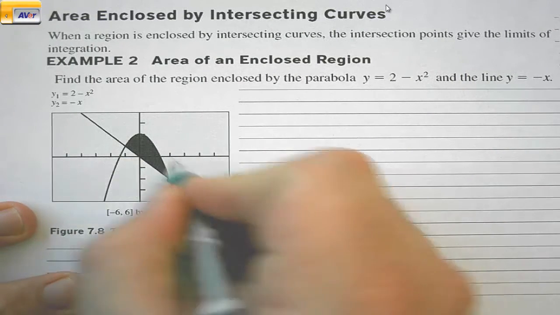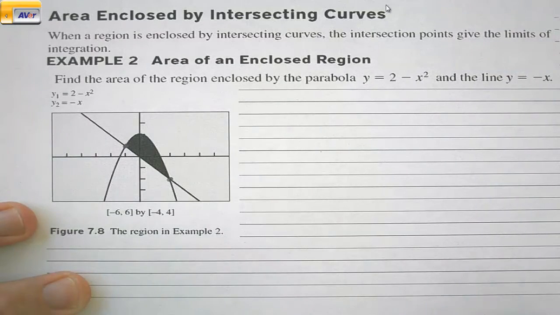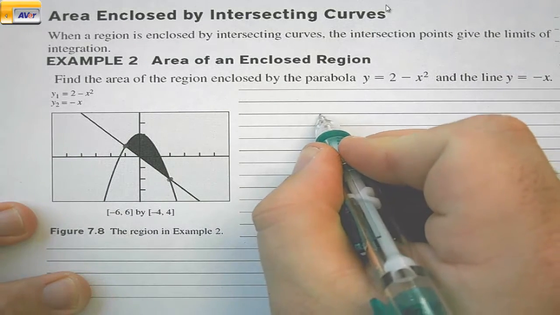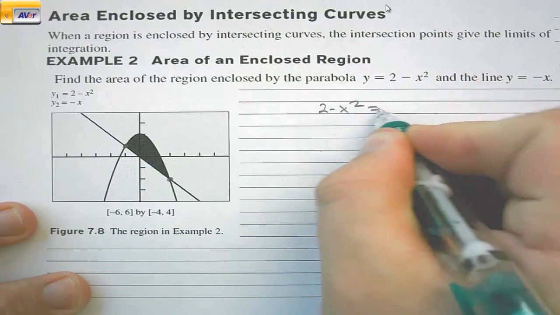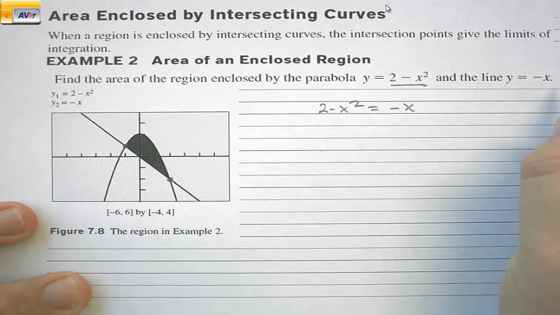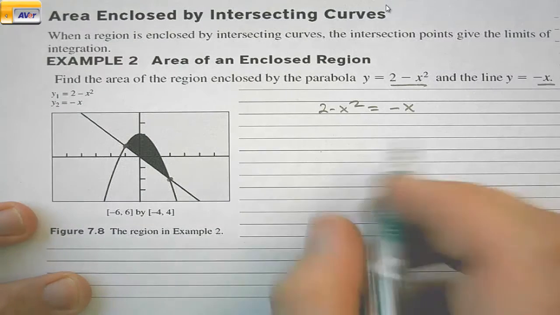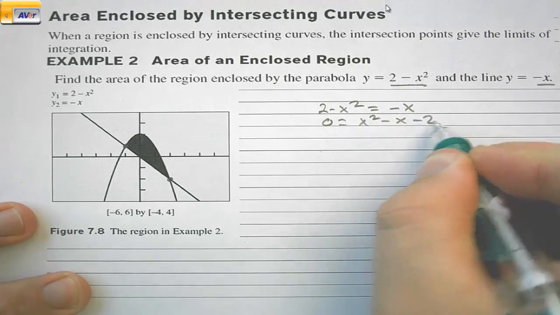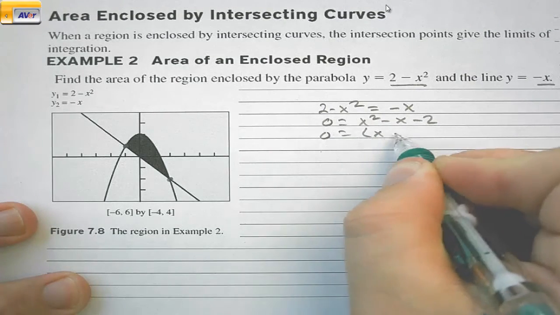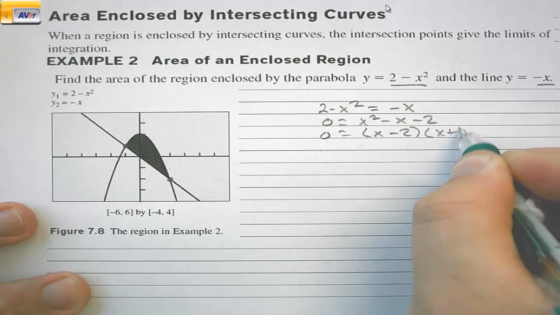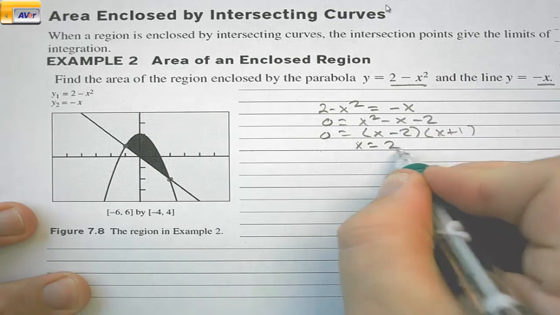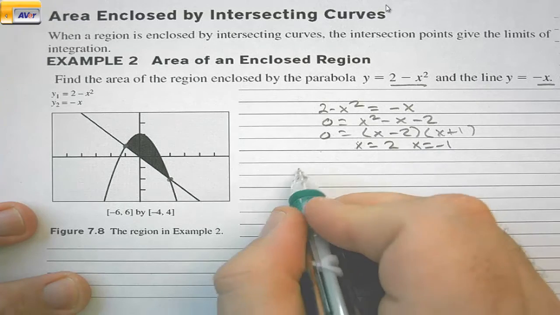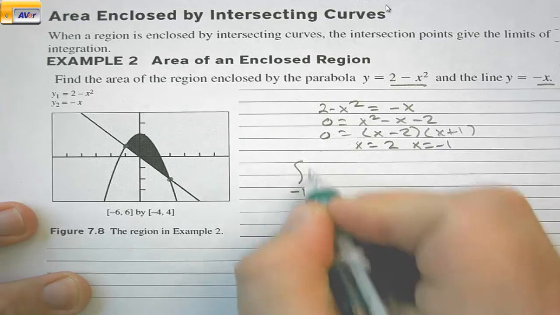We've got to find out where these graphs are intersecting. So we set 2 minus x squared equal to negative x. So 2 minus x squared equal to negative x. 0 is equal to x squared minus x minus 2. We factor this, x minus 2, x plus 1, and so x equals 2, x equals negative 1. Well, now we're integrating from negative 1 to 2.